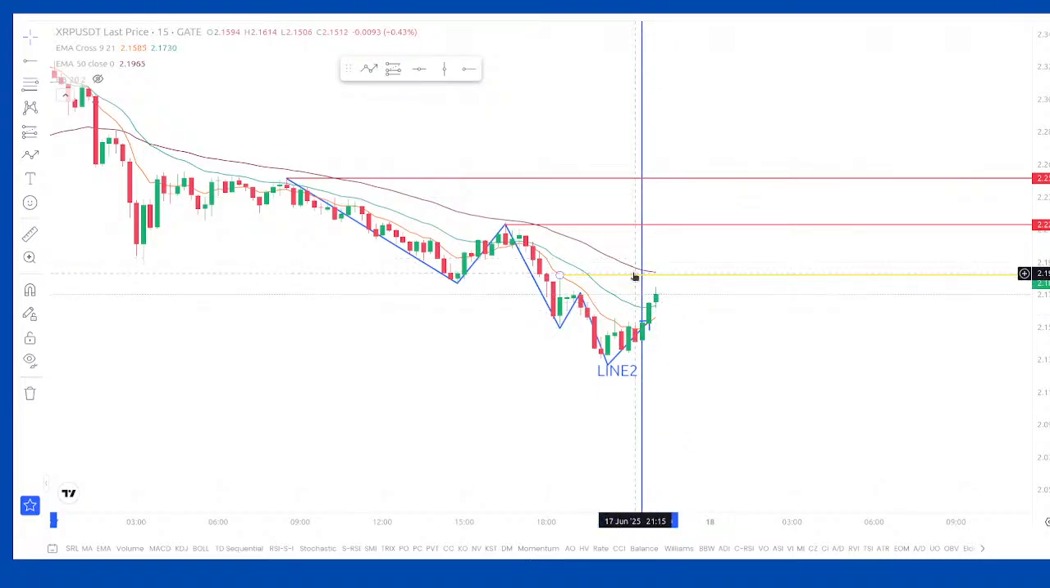You need to wait so that it does not give you a false signal. Make sure it has broken the resistance zone clearly. Sometimes it fails to break the resistance zone and gives you a signal showing it might actually reverse.